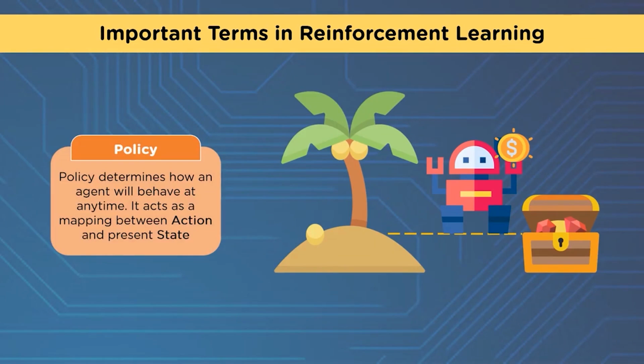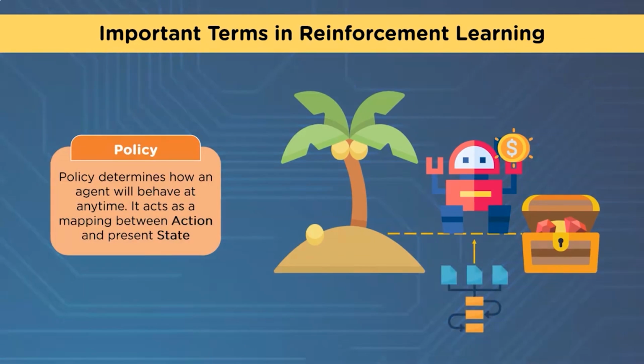And then policy. Policy determines how an agent will behave at any time. It acts as a mapping between action and present state. This is part of the model. What is the action that you're going to take? What's the policy you're using to have an output from your agent?